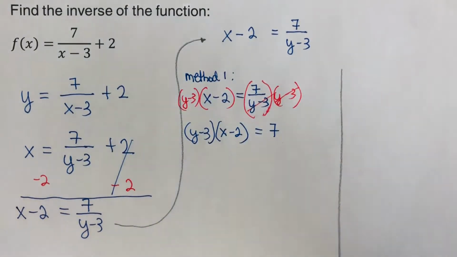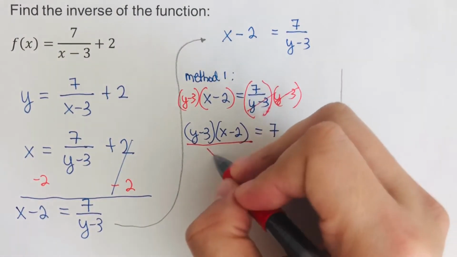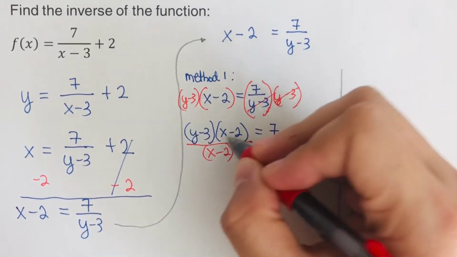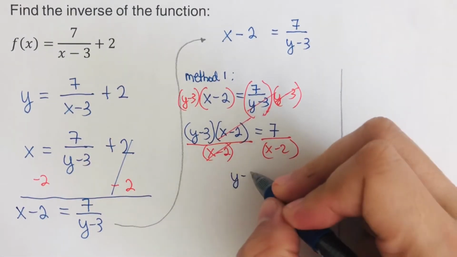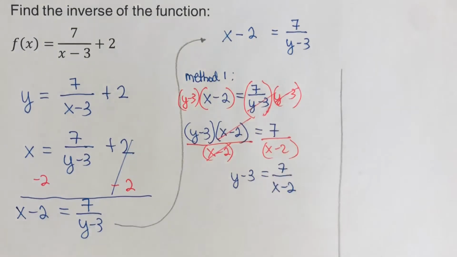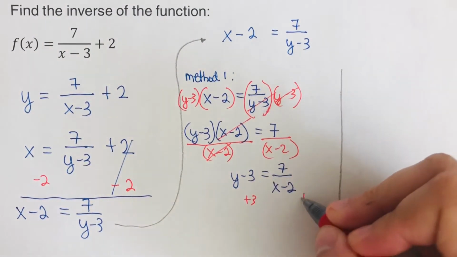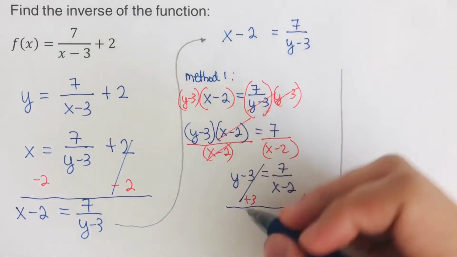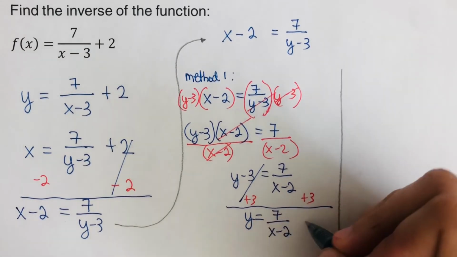So then we want y by itself. So we can go ahead and divide both sides by x minus 2. Divide this by x minus 2. So we can cross this out. So we are left with y minus 3 equals 7 over x minus 2. We want y by itself, so we can add 3 to both sides, plus 3 and plus 3. So then we are left with y is equal to 7 over x minus 2 plus 3.